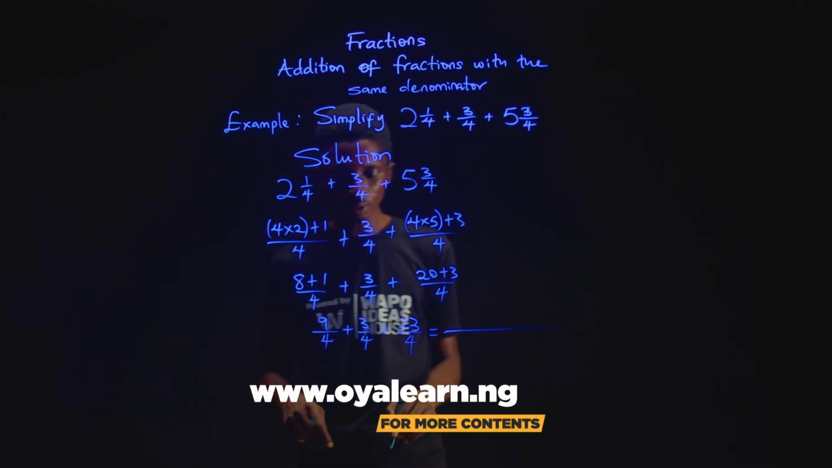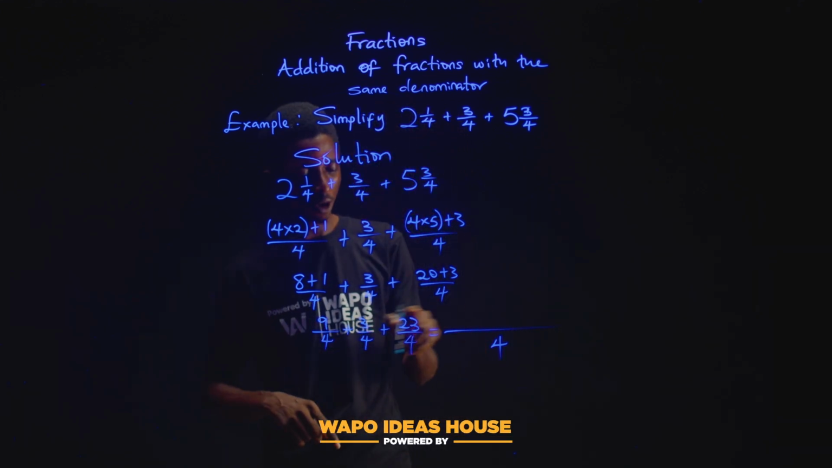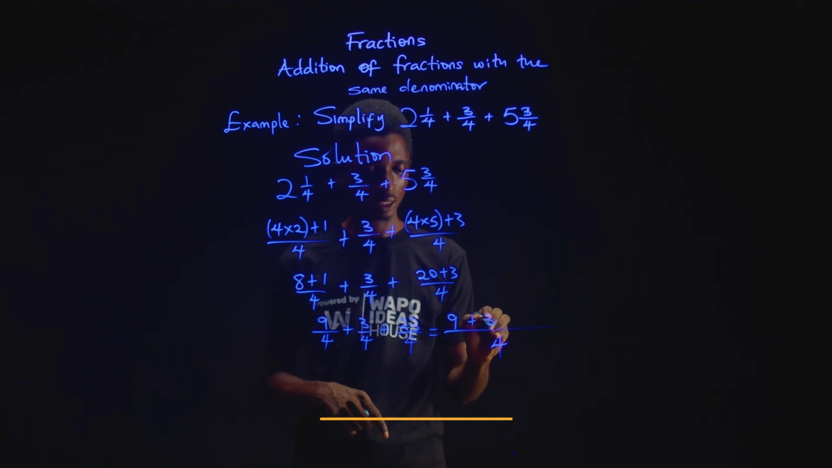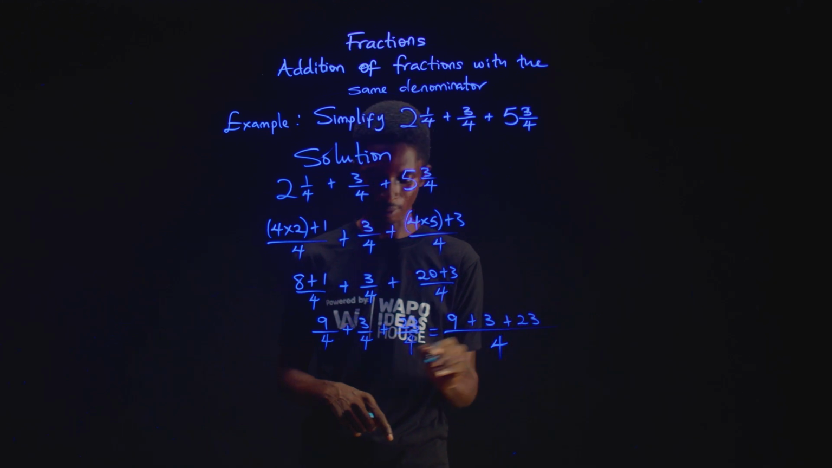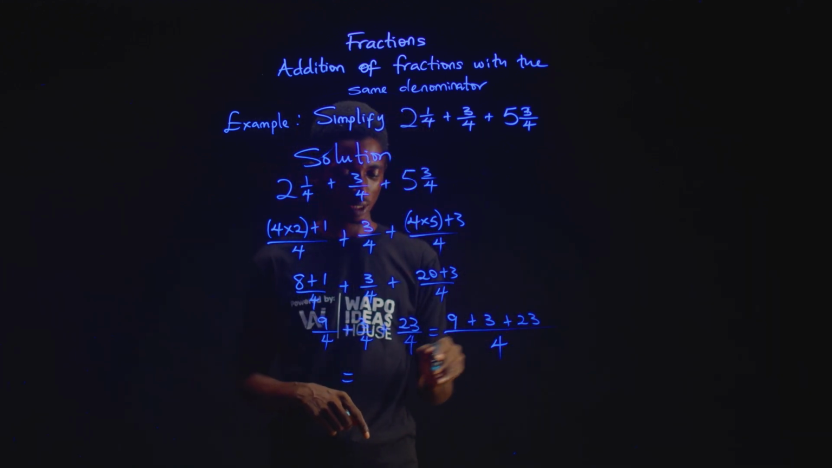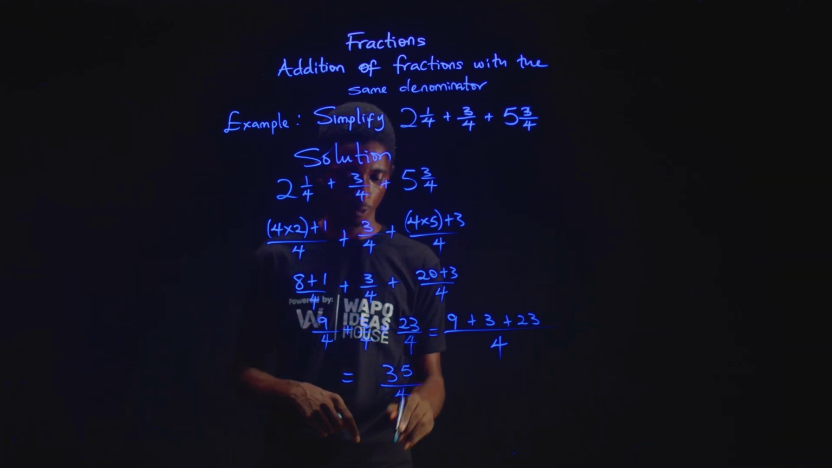Now, our common denominator here is 4. And then we perform arithmetic addition of the numerators. We have 9 plus 3 plus 23. 9 plus 3 is 12. 12 plus 23 will give us 35 over 4.